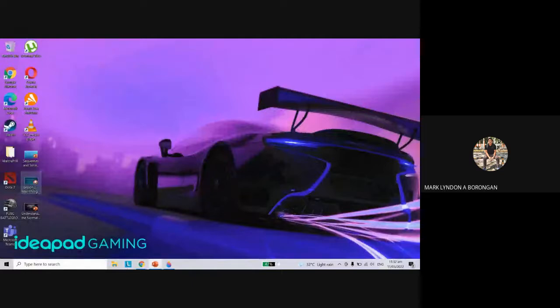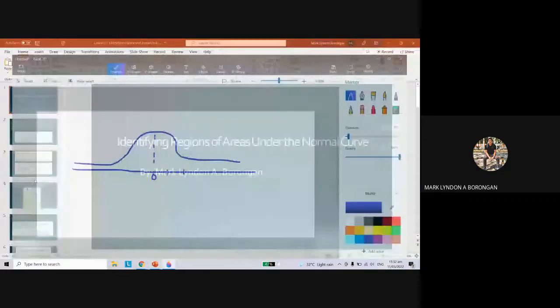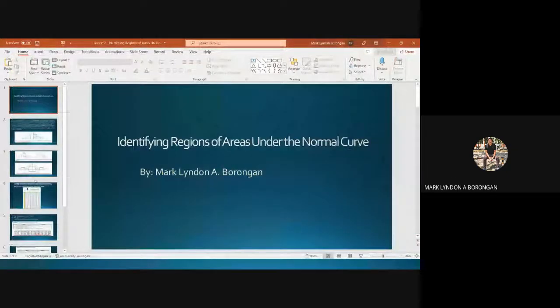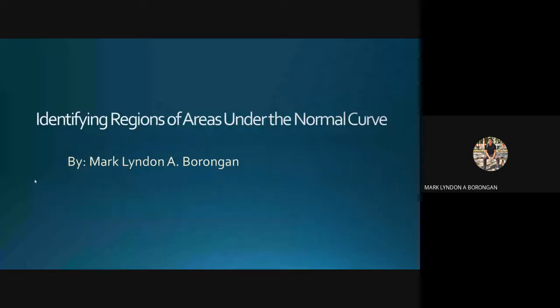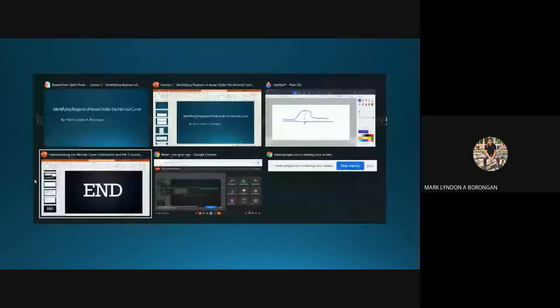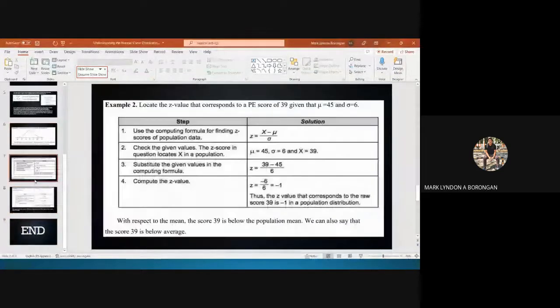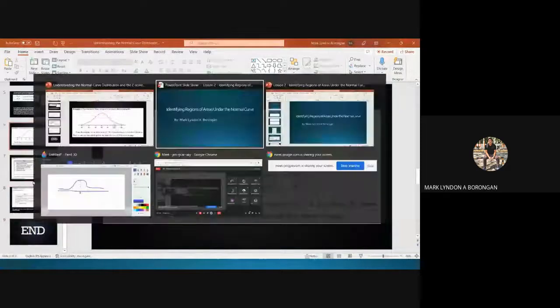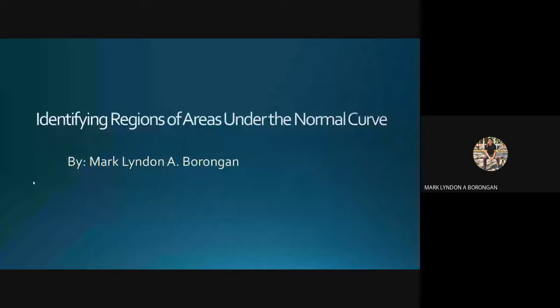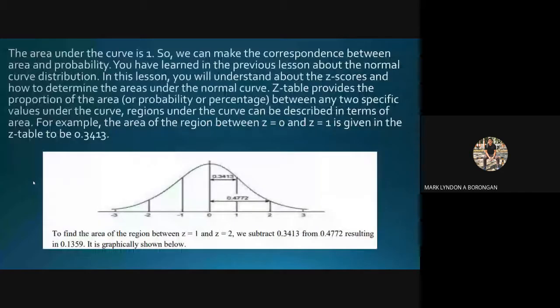So, we will proceed. This is connected to our lesson, the application of our previous lesson. This lesson is called identifying regions of areas under the normal curve. Since in the previous lesson we were still determining where things are, here we will identify the regions. Okay? The area under the curve is 1, right? As I told you earlier, the total area under the curve is just equal to 1.